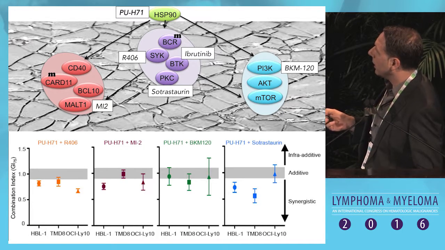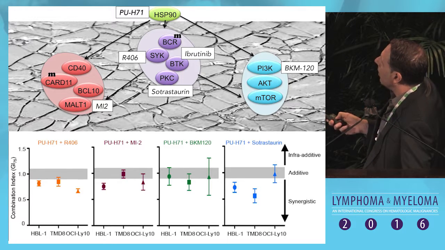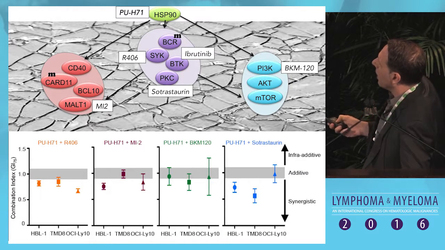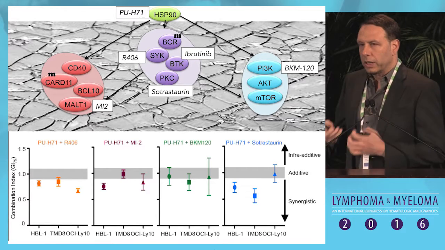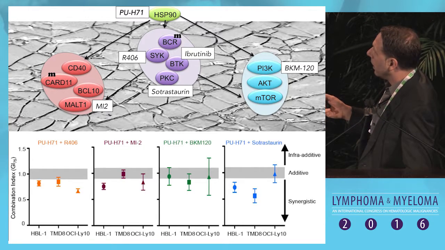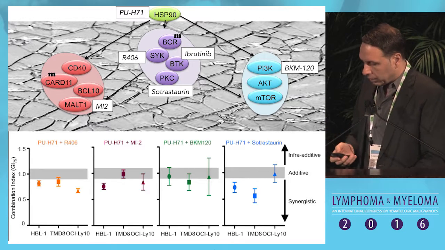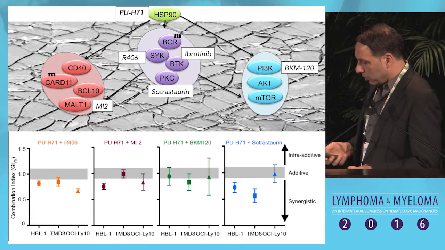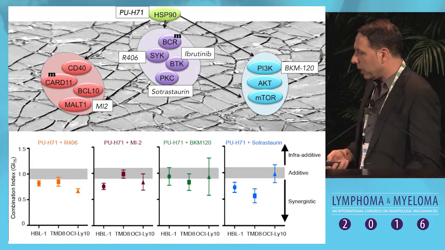So in general, the activity of SYK inhibitor, MALT1 inhibitor, the pan-PI3 kinase inhibitor, or pan-PKC inhibitor is synergistic when you pre-treat or you weaken previously the whole system using PU-H71 or HSP90 inhibitor. And the same happened with ibrutinib. Ibrutinib in combination was the best strategy, so we carry it forward.